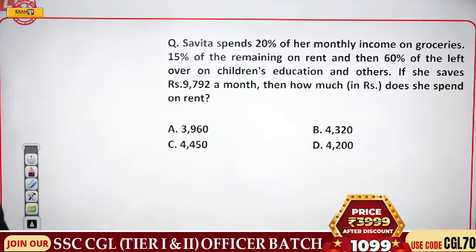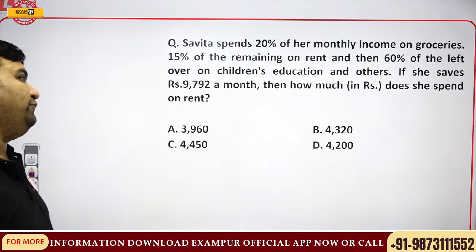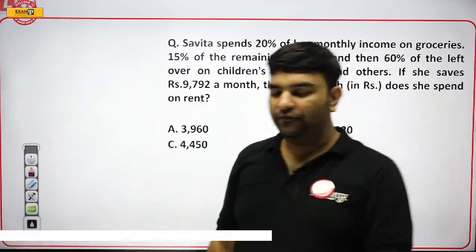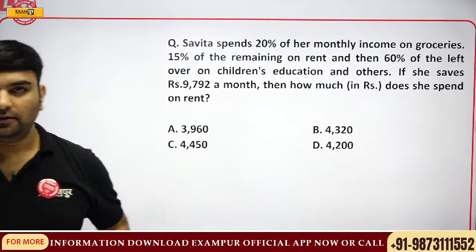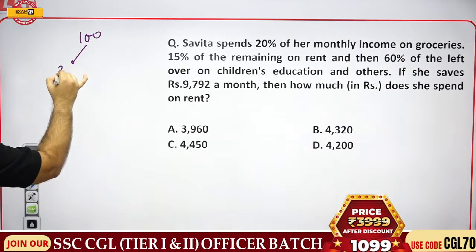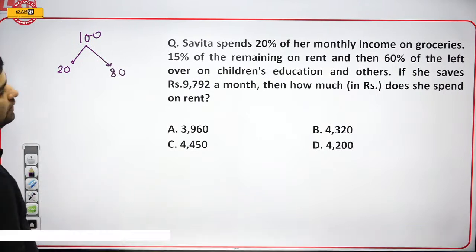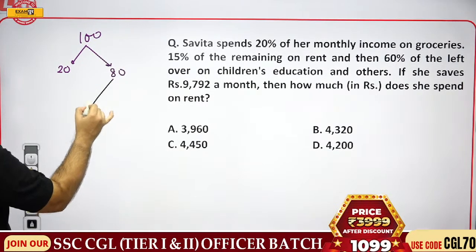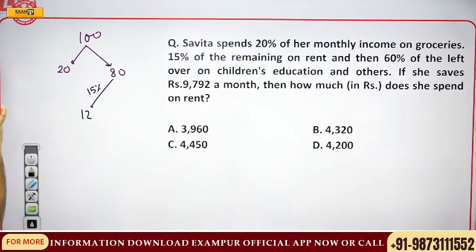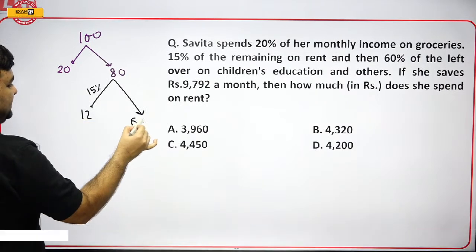Savita spent 20% of her monthly income on groceries, 50% of the remaining, and then 60% of the leftover. Successive, every time successive. If you do it by 100, then 20 on groceries, remaining 80. 15% of the remaining on the rent: 15% of 80 is 12 rent. Again, what is left over? 68.